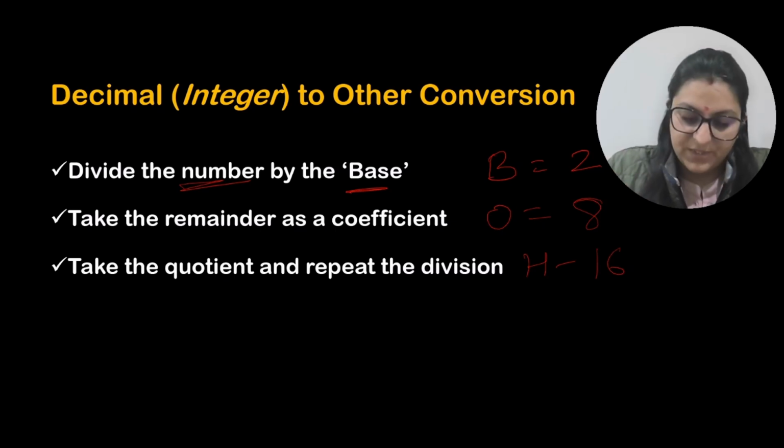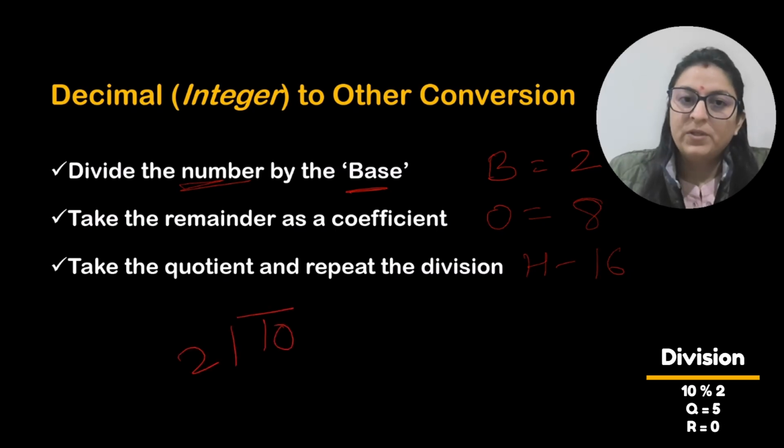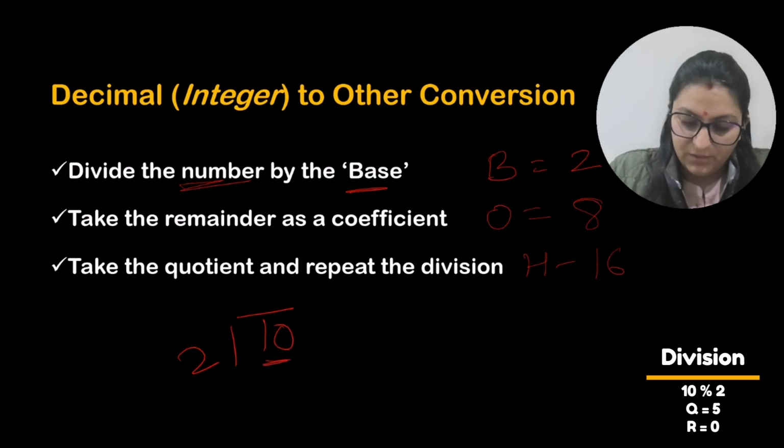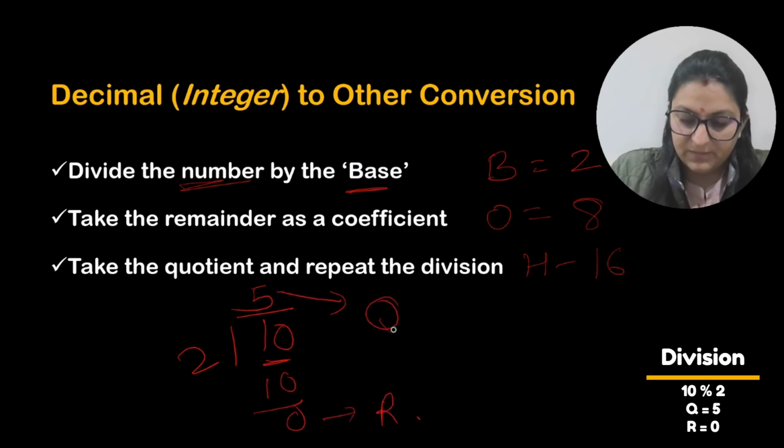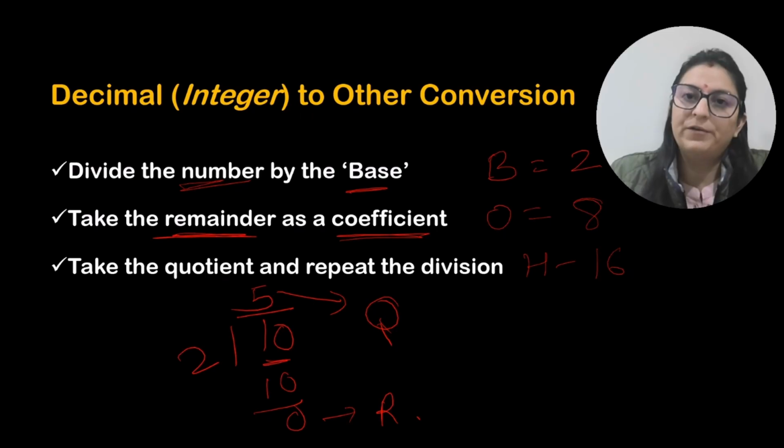हम समझेंगे एक एग्जांपल के साथ. Suppose you have one division, that is 10 divided by 2. So 10 is your number. If we divide it by 2, we will get 2 5s are 10. So 5 is your quotient and 0 is your remainder. जो भी remainder आपको मिलता है आपको specify करना है as a coefficient.